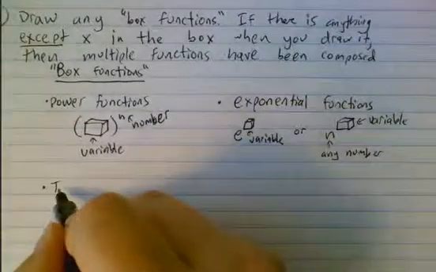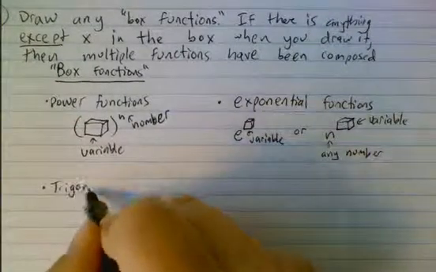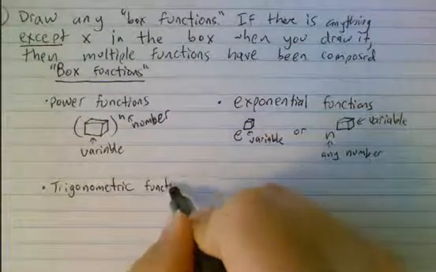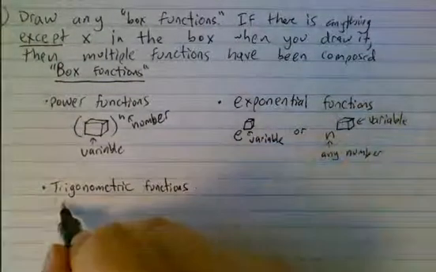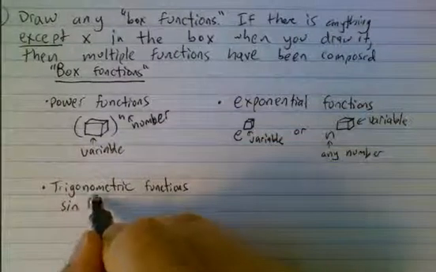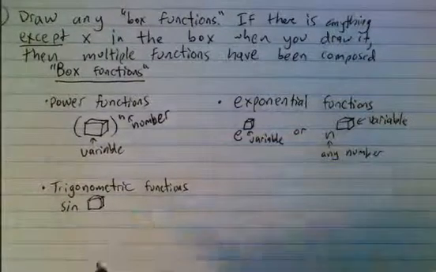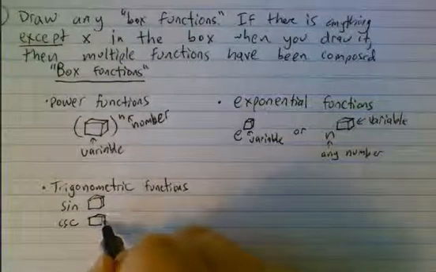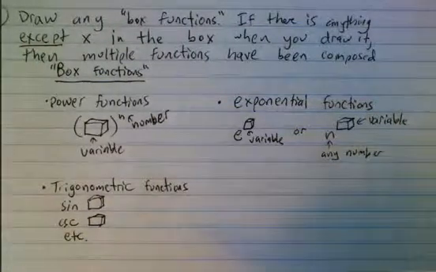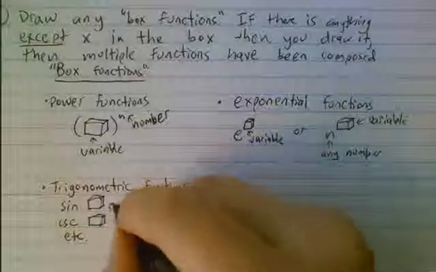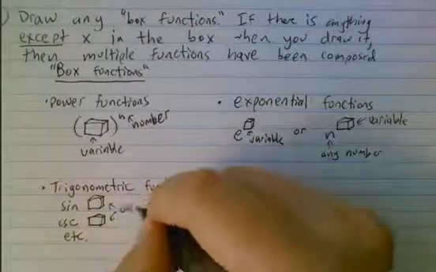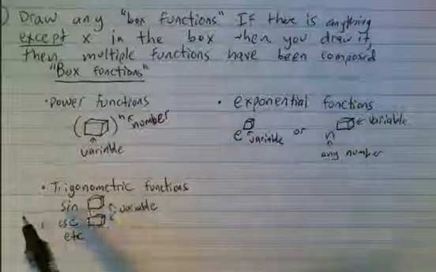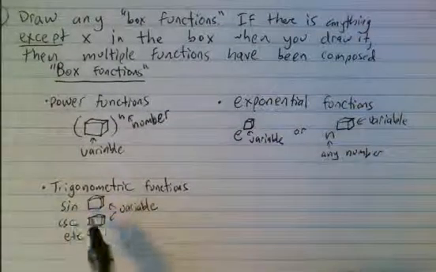Other box functions are trigonometric functions. So that's sine of something, cosecant of something, etc. So there are 6 of those. The variable is going to be right in there. Notice this is not sine times box, it is sine of box. These two things cannot be separated.